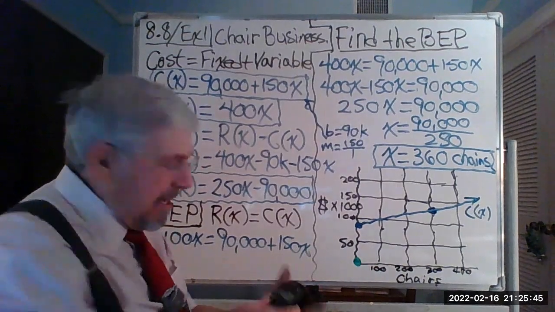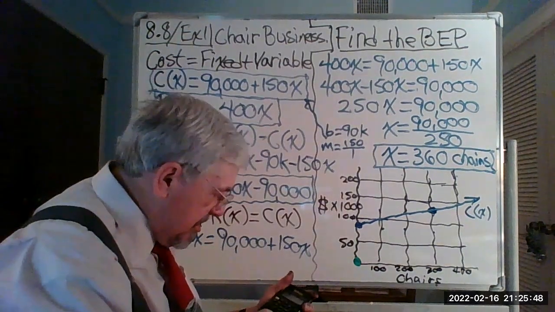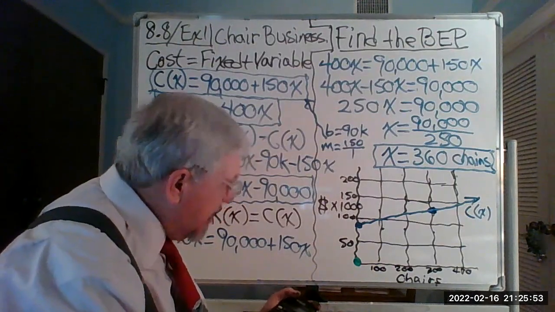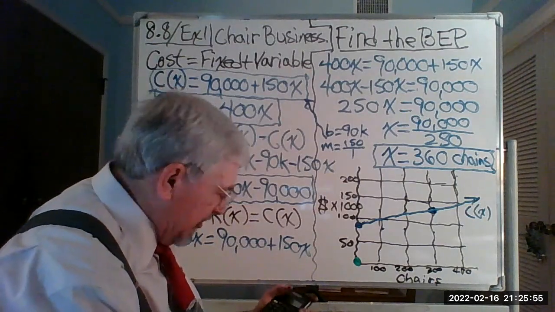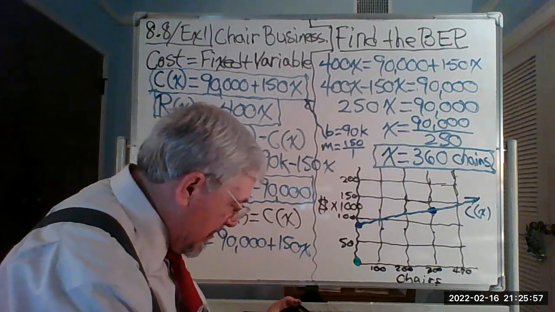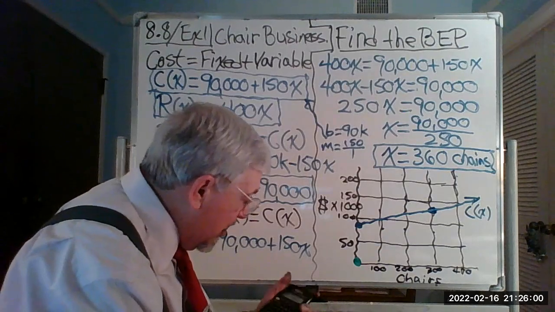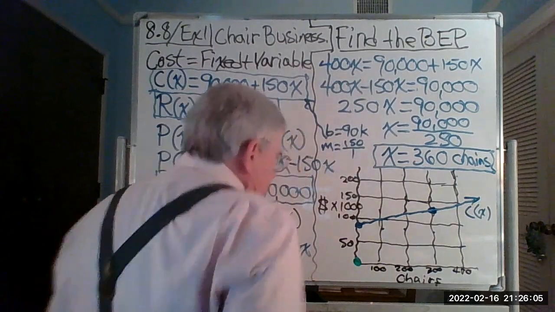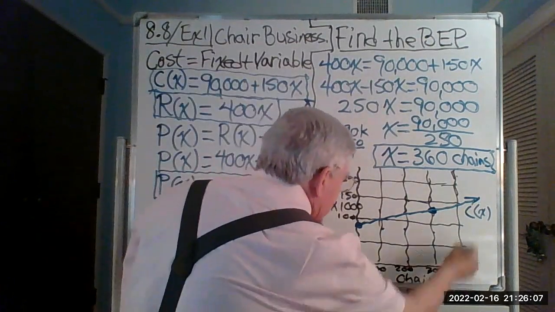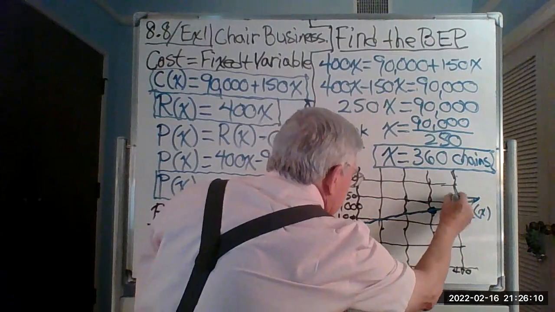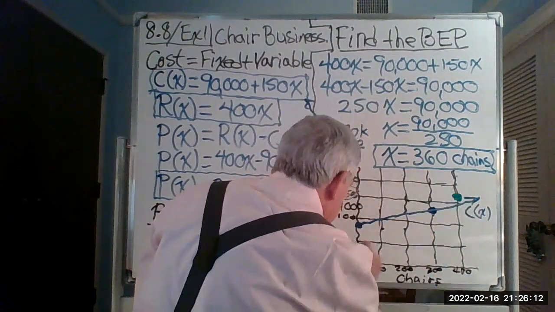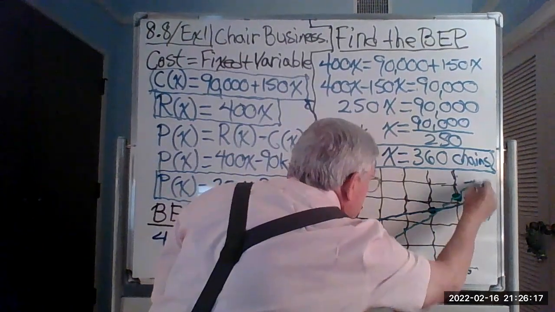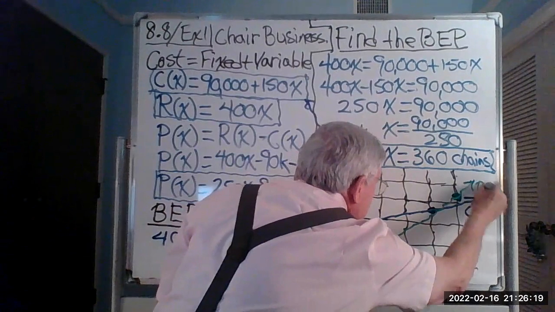I'm pretty sure. Let's see, hang on. Clear. 400 times, let's do 400 times 400 equals, yeah, 160,000. So 400 times 400 is 160,000, or about right there. So there's my revenue function.